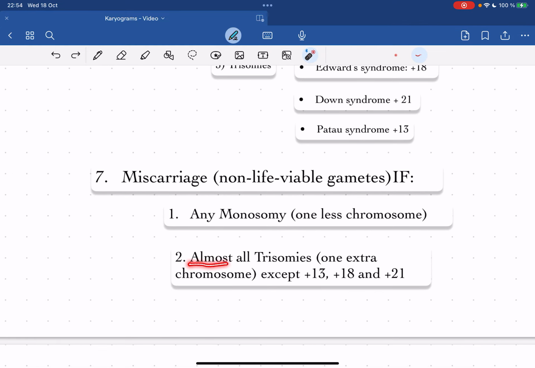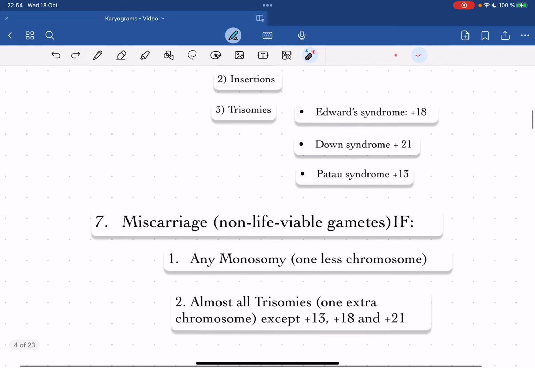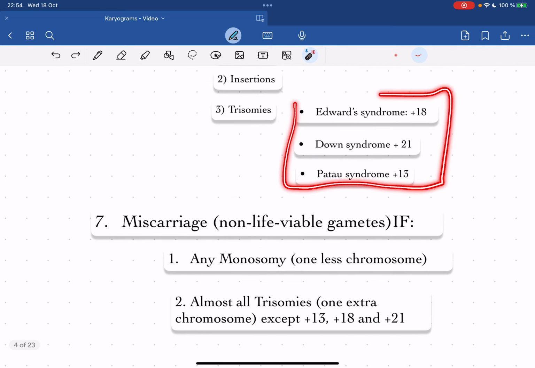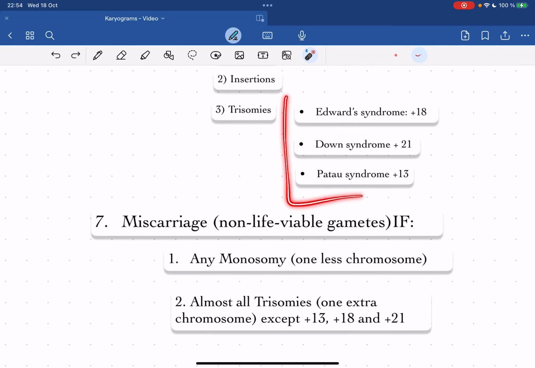And then, of course, almost all trisomies, which would be one extra chromosome, except 13, 18, and 21, which is Patau syndrome, Edwards syndrome, and Down syndrome. So these are viable for life, meaning they will be born. That doesn't mean that they will be healthy, but they will be born. Except for these, all other trisomies with one extra chromosome will lead to a miscarriage.